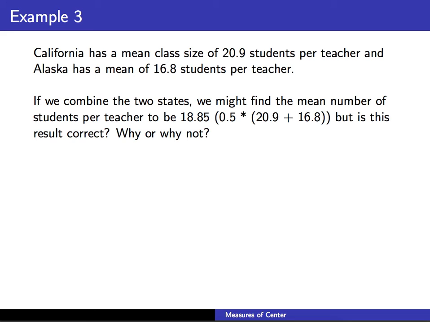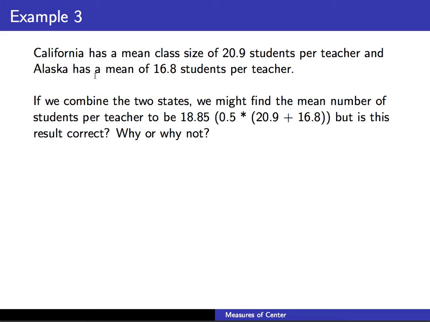So if we combine the two states together, we might find the mean number of students per teacher to be 18.85, and we get that by taking the mean of 20.9 and 16.8. So if we add the two together and then take half that result, we'll get 18.85. But is this result correct? Why or why not?